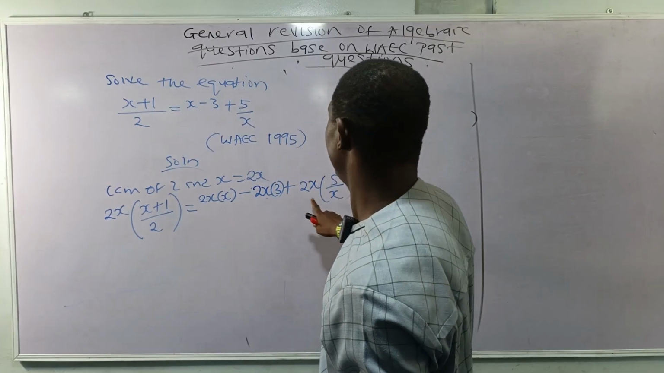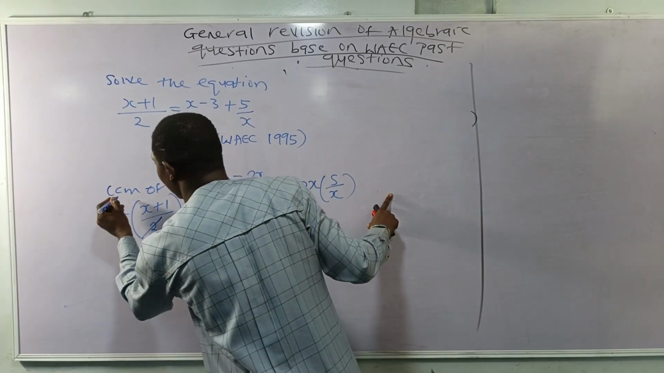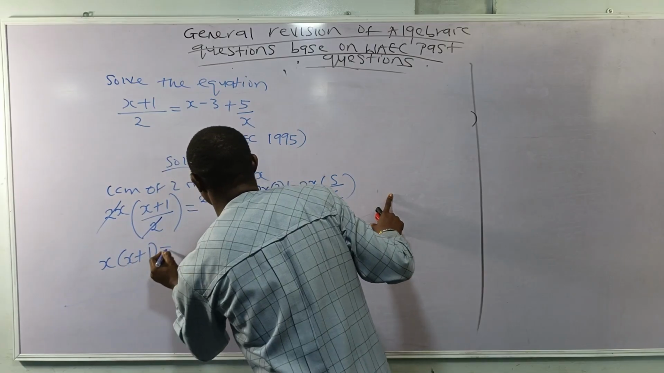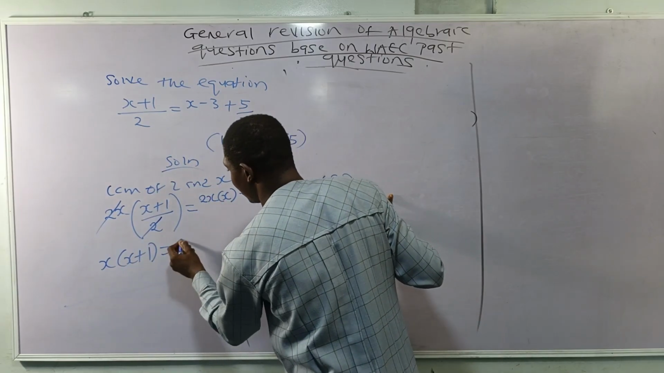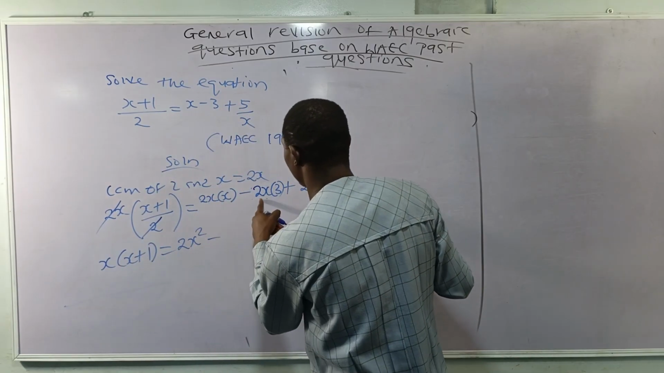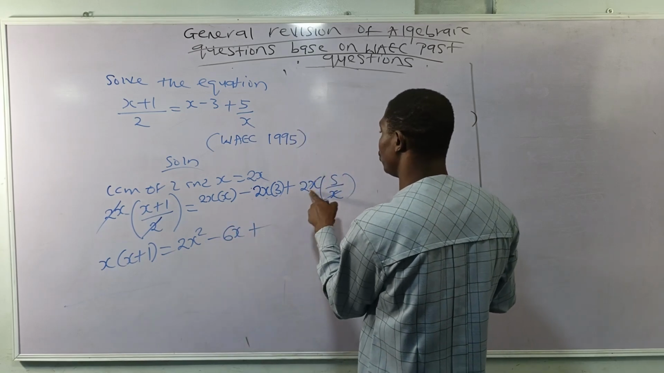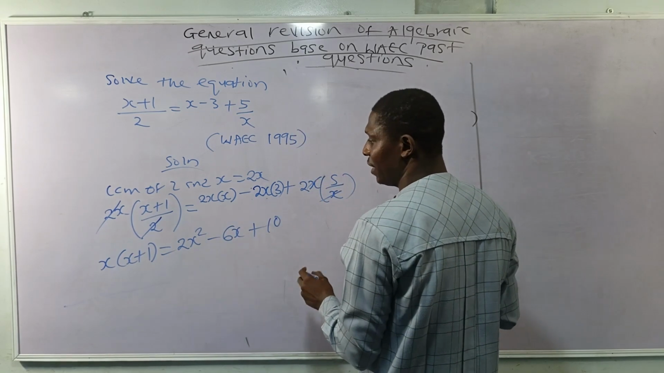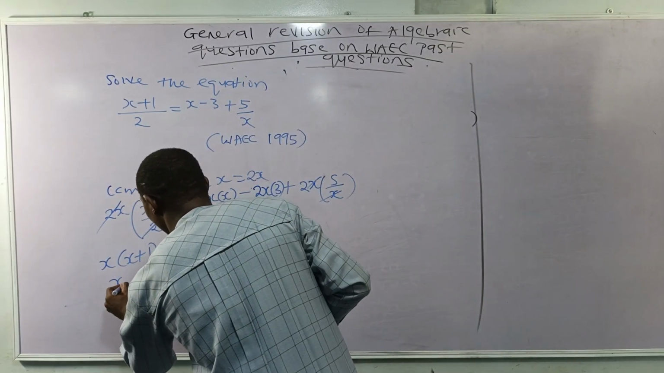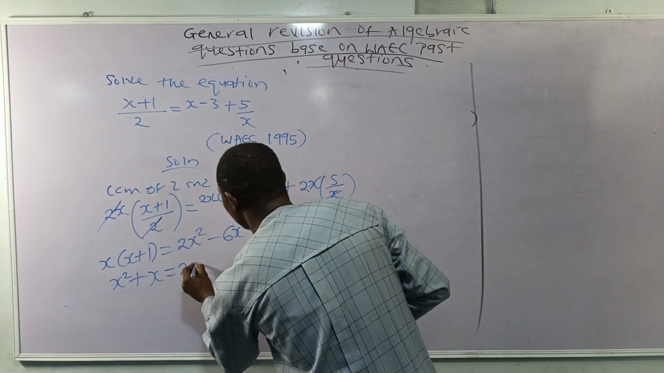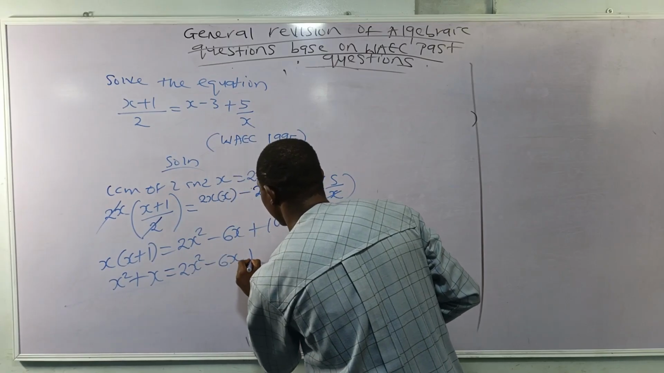As seen here, 2 can cancel 2, and we'll have x bracket (x + 1) equals 2x times x, which will give me 2x squared, minus 2x times 3 will give me 6x, plus this can cancel this. 2 times 5 will give me 10. Now x times x will give me x squared, x times 1 will give me x, equal to 2x squared minus 6x plus 10.